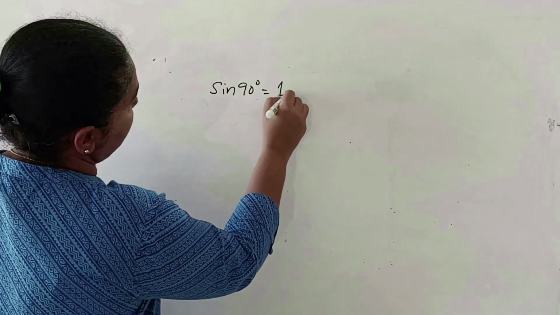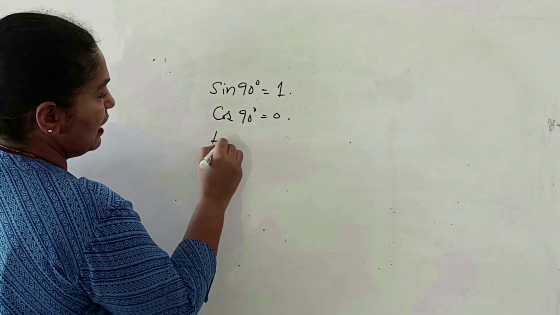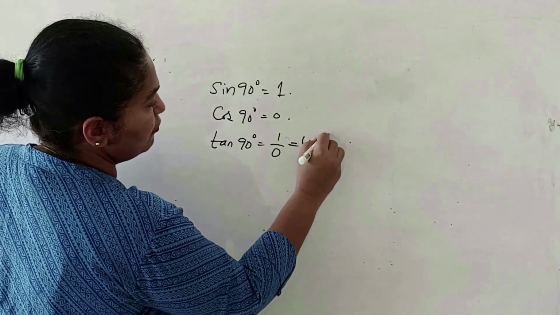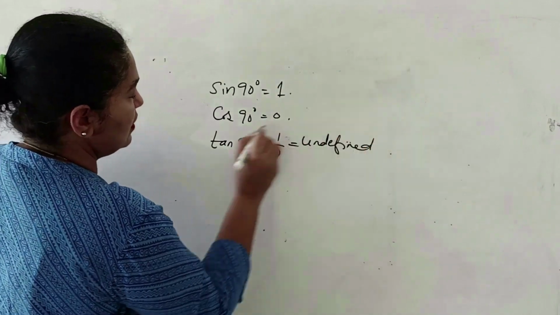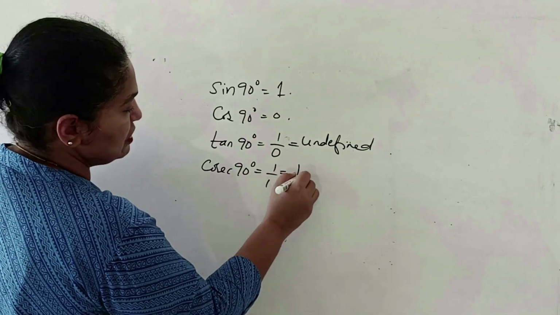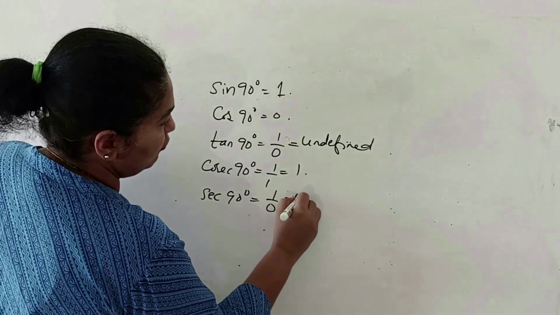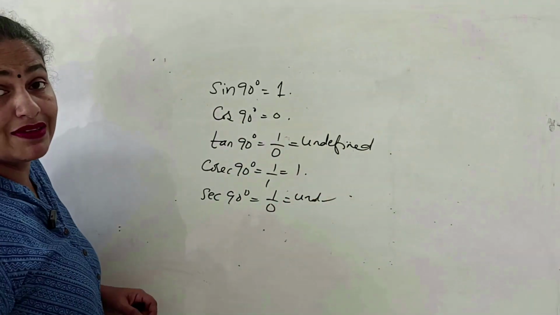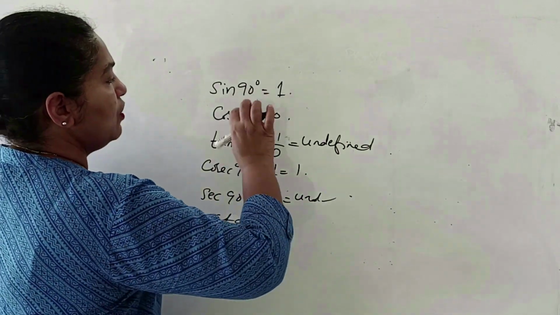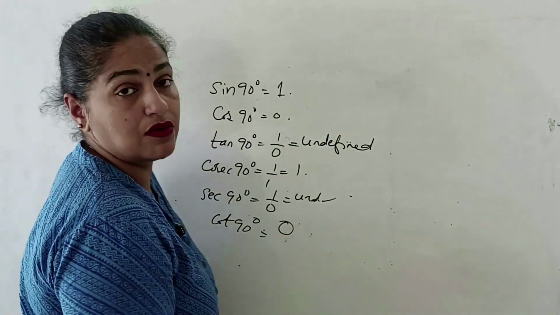So I have sin 90 as a 1 and cos 90 as a 0. Now can I write tan 90, which is sin 90 by cos 90, which is again undefined or infinity? Now I have got cosec 90, which is 1 by sin 90, which is 1 by 1, which is a 1. Now obviously sec 90 will be undefined because the cos 90 value is a 0. Now I have got cot 90, which is cos 90 by sin 90, which is a 0.